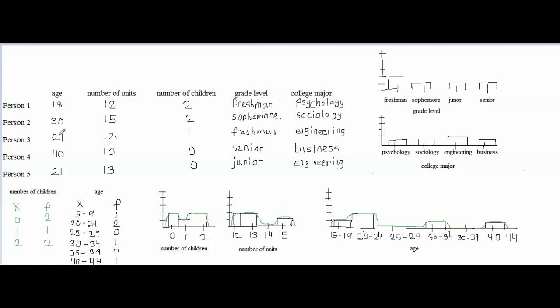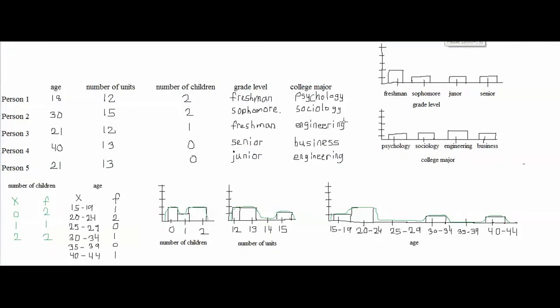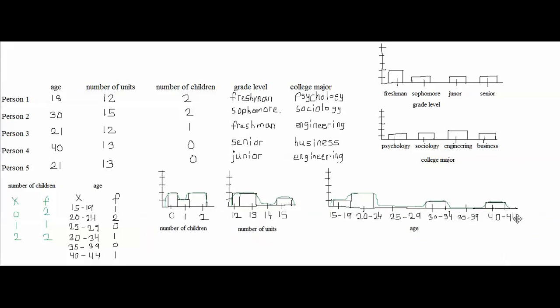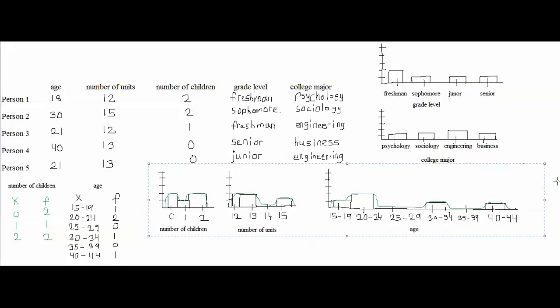If we want to create a scatter plot, we have to choose two columns of data, and they have to both be quantitative, meaning we have to use two quantitative variables. We could start with creating a scatter plot for age and number of units. I'll move the histograms up higher so that we have more room to create the scatter plots. I said that our first scatter plot would be for age and number of units.